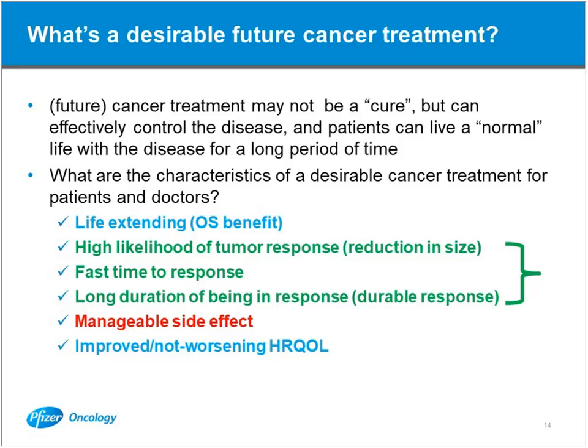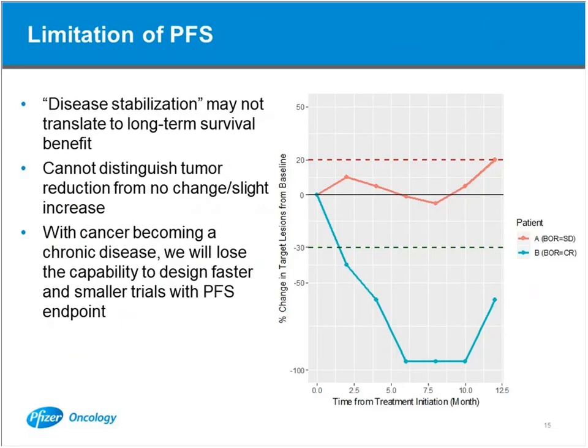Other desirable characteristics should include manageable side effects and improved and not worsening health-related quality of life. We would like to propose a composite endpoint that can effectively measure the three desirable outcomes based on tumor imaging. The natural question people will ask is, wait a second, for an imaging endpoint, don't we already have PFS, so why bother? Well, although PFS is a widely accepted intermediate endpoint, sometimes it has limitations.